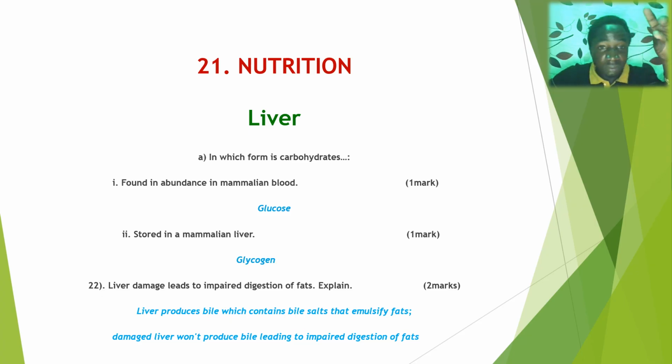Remember the difference between carbohydrates in plants and animals. In animals, it is stored in form of glycogen, while in plants, it's stored in form of starch.